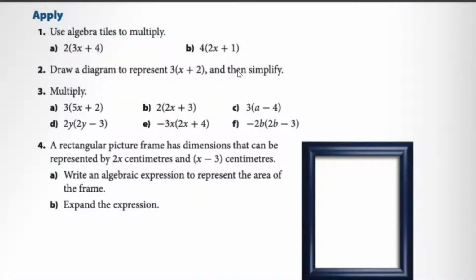In the case of number 4, we have a rectangular picture frame that has dimensions that can be represented by 2x centimeters and x minus 3 centimeters. We want to write an algebraic equation to represent the area of the frame, and then we just want to expand that equation.